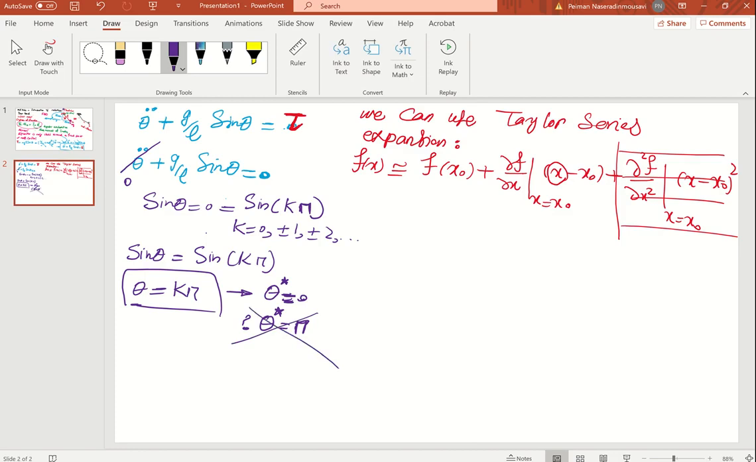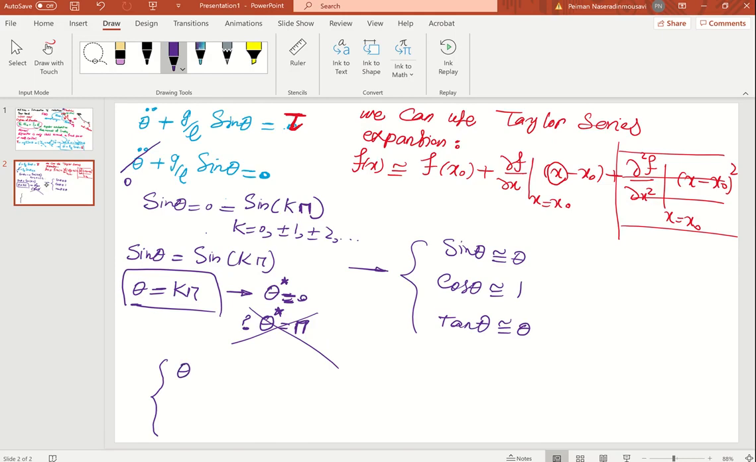Okay. So on the other hand, the equilibrium point for sine theta is 0. If you use that, you can say that sine of theta is theta, cosine of theta around the equilibrium point of 0 is 1, and the tangent of theta always is theta. That's right. So now you have two versions of the equation of motion of 1 degree of freedom robot.